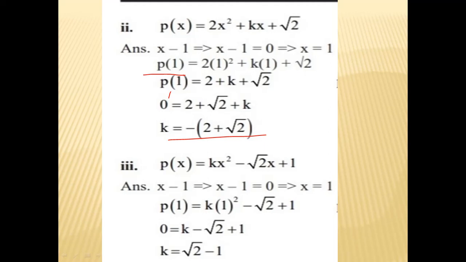P of 1 is equal to k into 1 square minus root 2 into 1 plus 1. Root 2 into 1 is root 2. K into 1 square is k, plus 1. Write it as it is. k is equal to minus root 2 plus 1 shifted to the left side. We get plus root 2 minus 1. Therefore, k is equal to root 2 minus 1. This is the answer for this question.